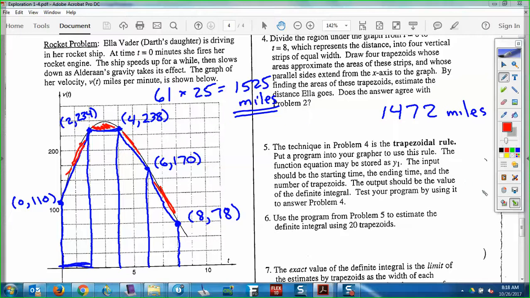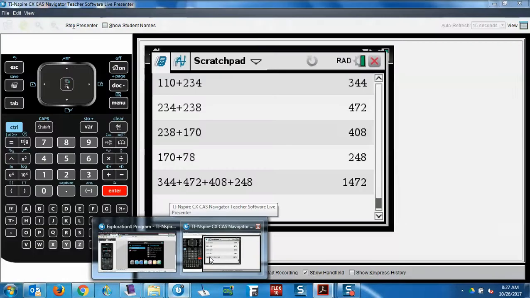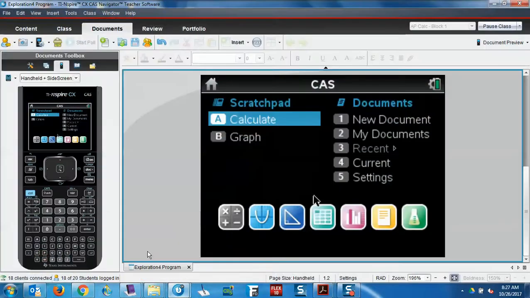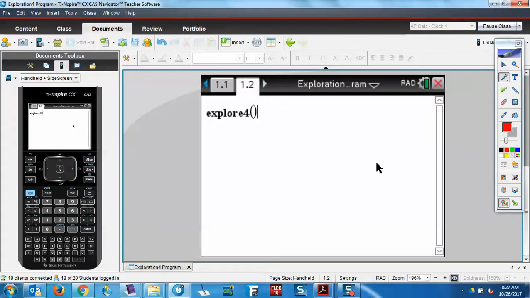Okay, so I've got a little program here that I made that I'm going to send to you at this point. I think I can do it while we see our presenter. Let me pull this up. There it is.